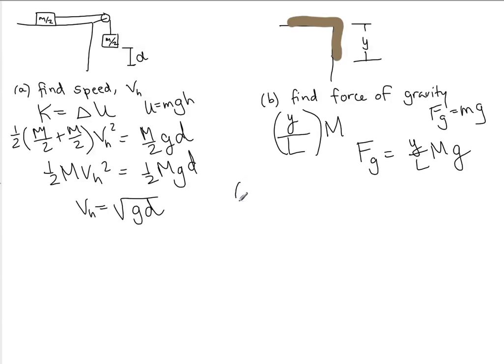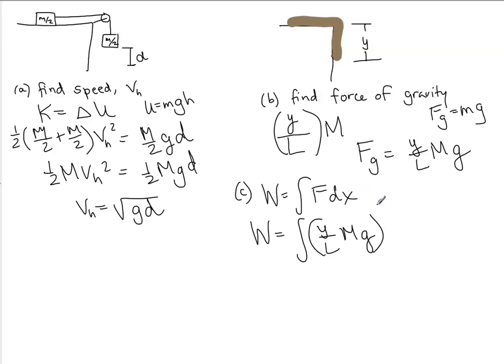The next thing they ask you to find is the work done by gravity on the rope as a function of y. So work in general is the integral of F dx, whatever the distance is that's changing. So we take our force that we just found, y over L mg, that's the force. And then the dx, well, we see that the variable that's changing is y. So we're going to call that dy because that's the name of the variable.